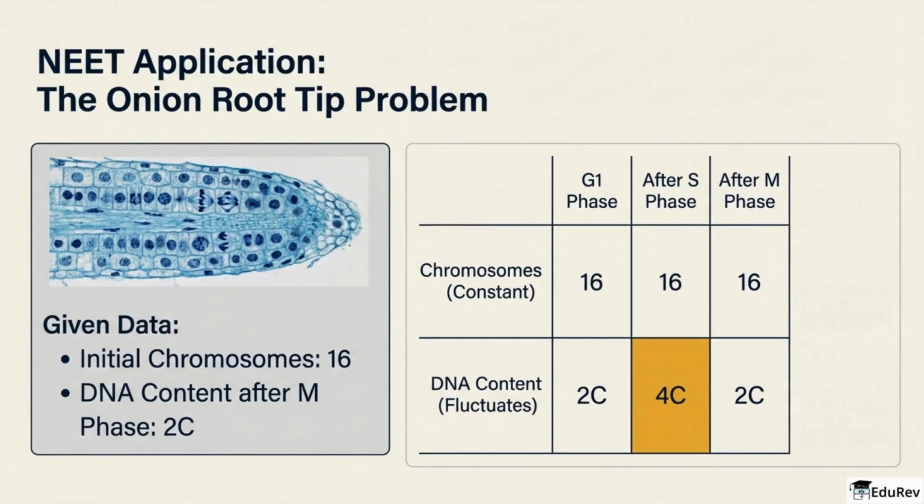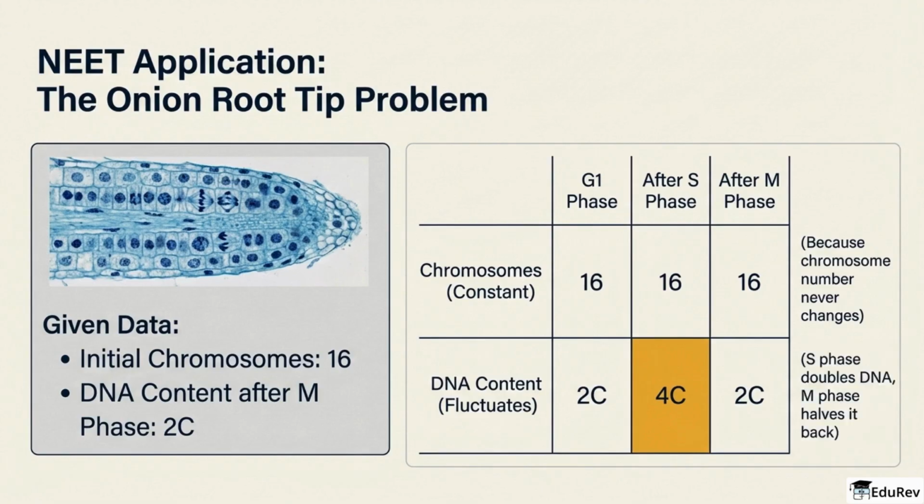The chromosome number never changes. Only the DNA quantity fluctuates. That is the cleanest way to understand cell cycle numericals.